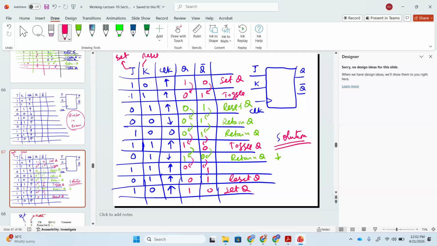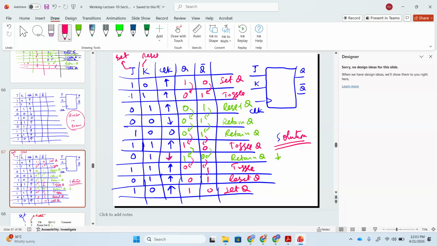So please compare your solution with my solution. If the solution is the same, it's a good thing. If the solution is not the same, then there is a problem. Professor, can you explain again why the 0 1 is retain Q? Because there is a falling edge of the clock, not a rising edge of the clock. If there is a rising edge of the clock, then definitely it was reset. That was a trick that I typically put.